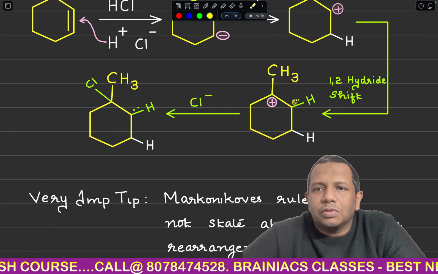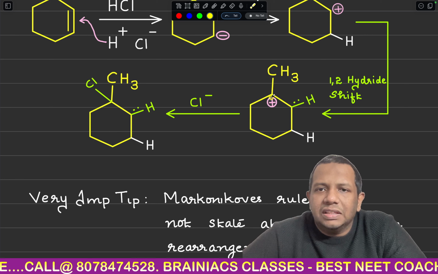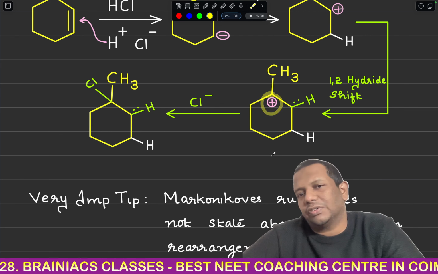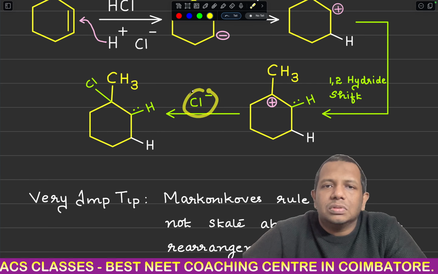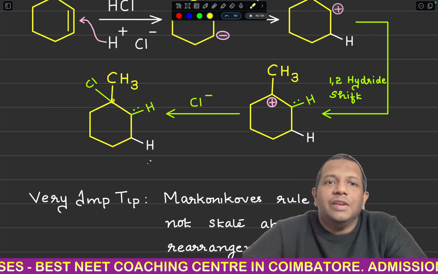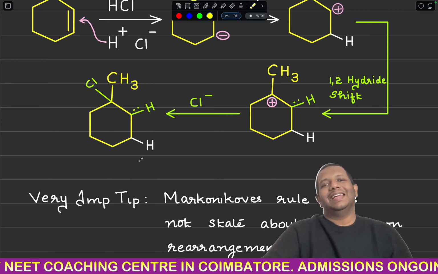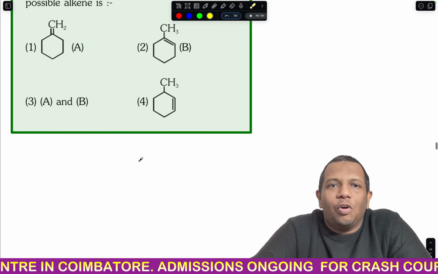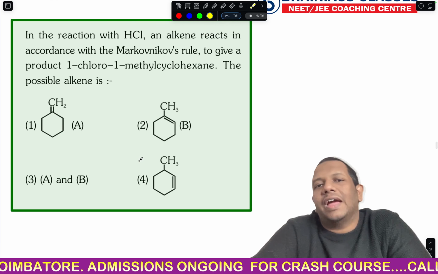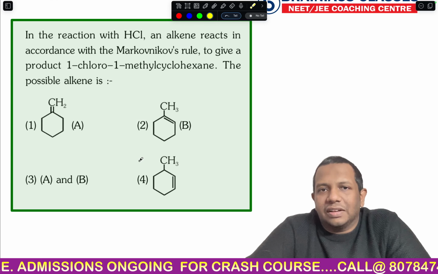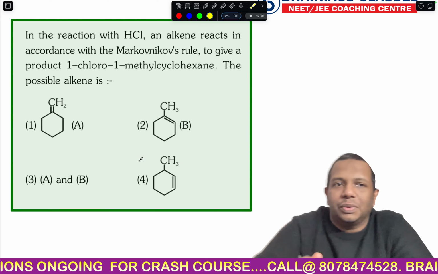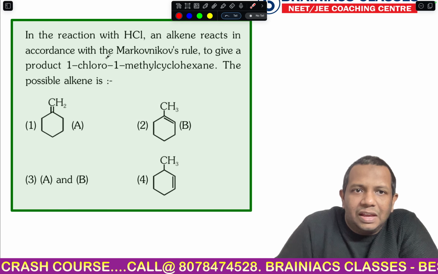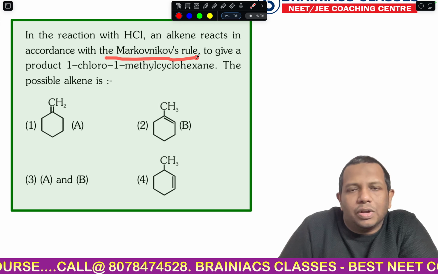So when the pair of electrons comes here, automatically the vacancy will come here. So the positive charge comes here and you are getting a tertiary carbocation. Now the nucleophile will attack here and you are getting the same product. Now comes the doubt: sir, while looking at the options, there is no option like 1, 2 and 4. So how can I choose the answer? Please understand, here comes the twist. Here comes the importance of the line: in accordance with Markovnikov's rule.